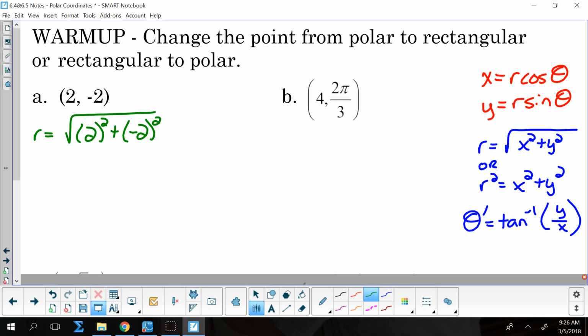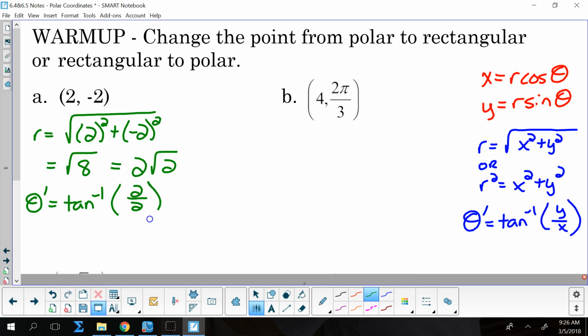Okay? 2 squared is 4. Negative 2 squared is 4. 4 plus 4 is 8. So this is the square root of 8, which is 2 square roots of 2. Agree? Okay. Theta prime here is then going to equal the inverse tangent of 2 over 2, dropping the negative sign on the y. That gives me the inverse tangent of 1, which tells me that that is 45 degrees.